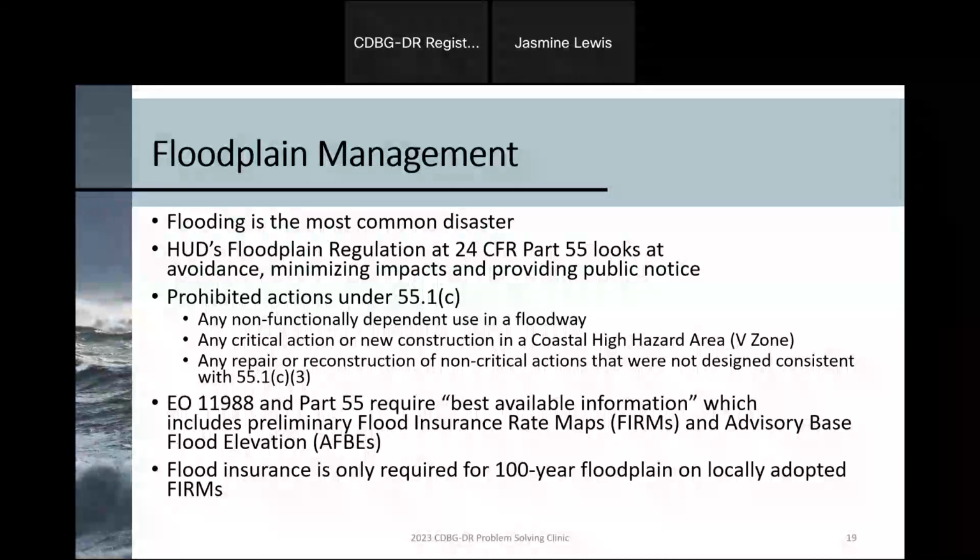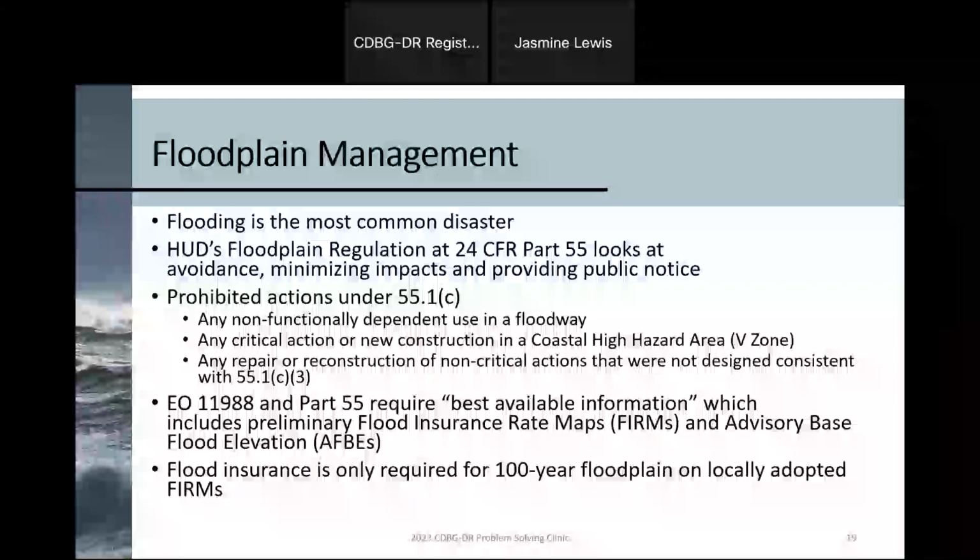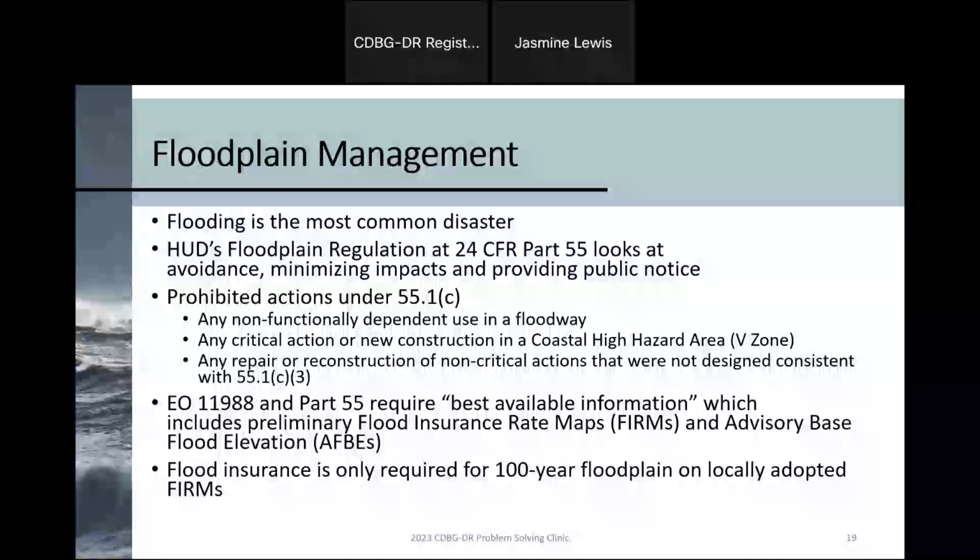In addition, your FIRMs are going to be your key resource to determine flood insurance for any HUD-assisted project. Specifically, if you have a project located in the 100-year floodplain, that project is then required to have flood insurance. We're going to speak a little bit to this in another slide when we dive into it.